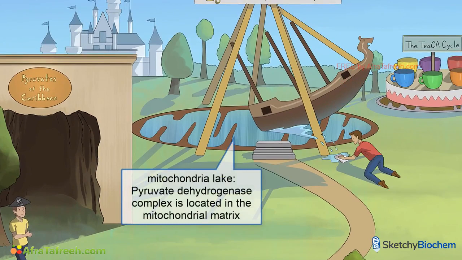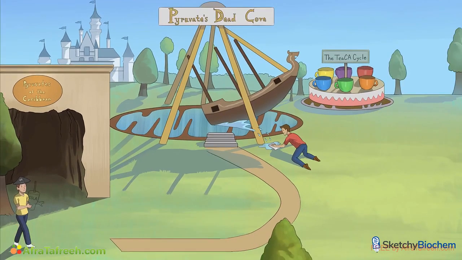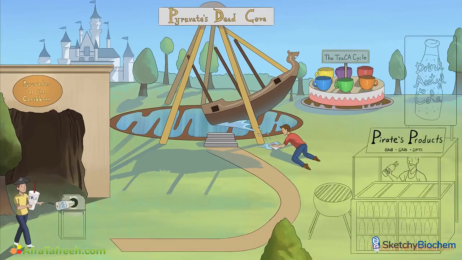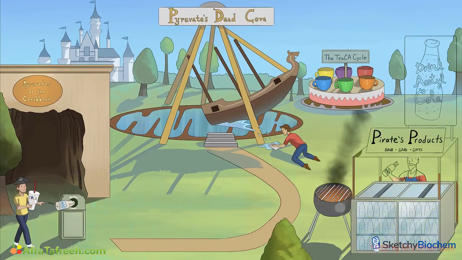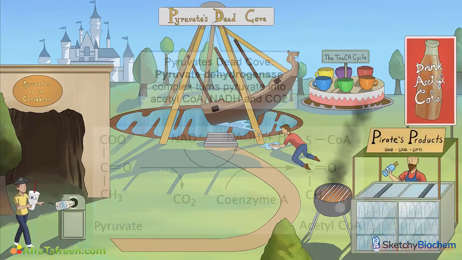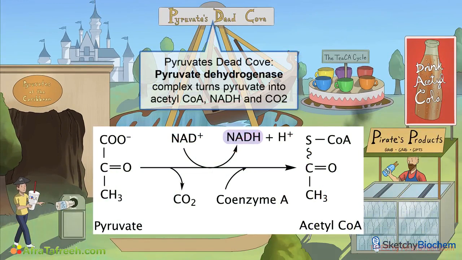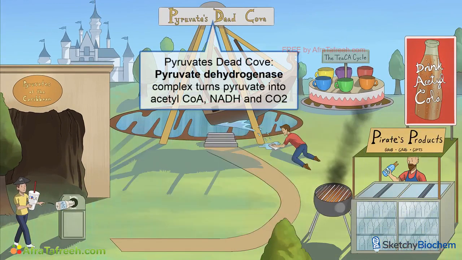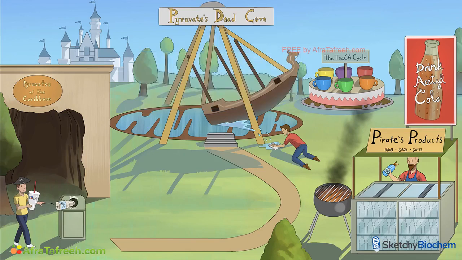This step takes place in the mitochondrial matrix, and the Pyruvate's Dead Cove ride sits right on top of a lake that looks ridiculously similar to a mitochondrion. In this oxidative decarboxylation reaction, 1 pyruvate, 1 NAD+, and 1 CoA produce 1 acetyl-CoA, 1 carbon dioxide, and 1 NADH. CoA is short for coenzyme A, which is derived from pantothenic acid.